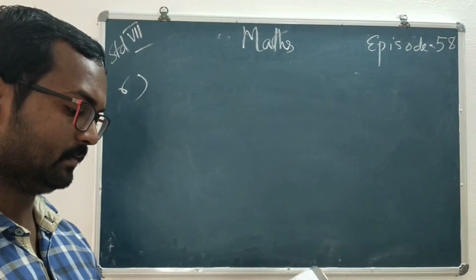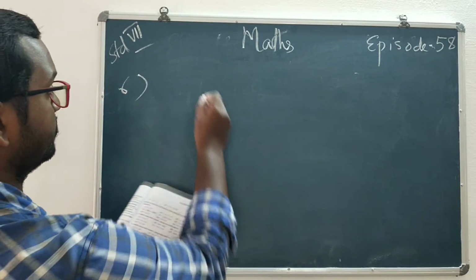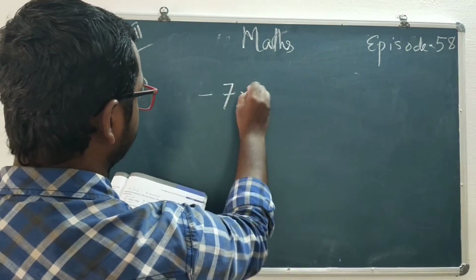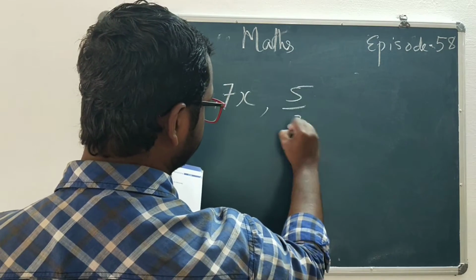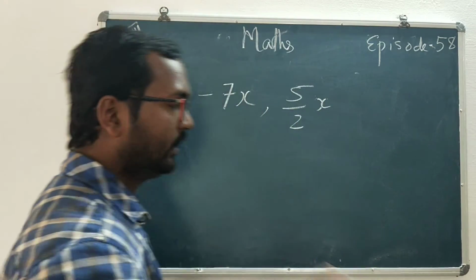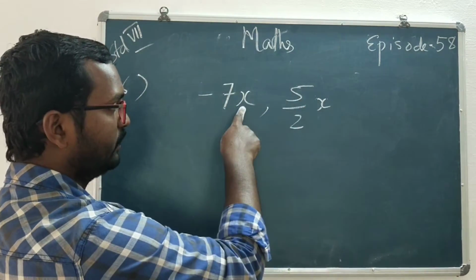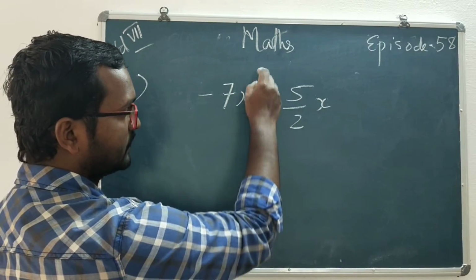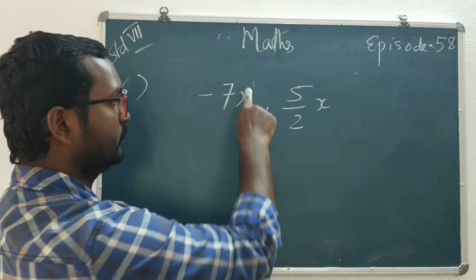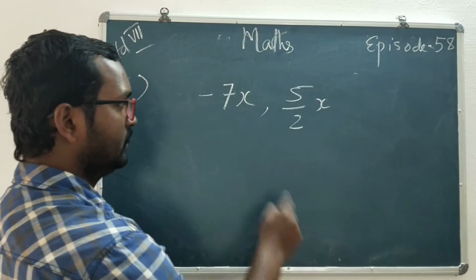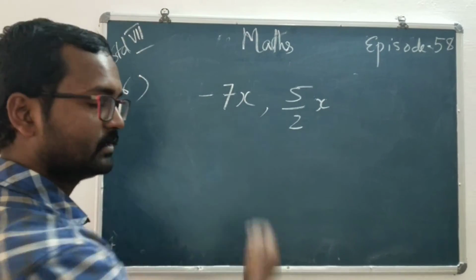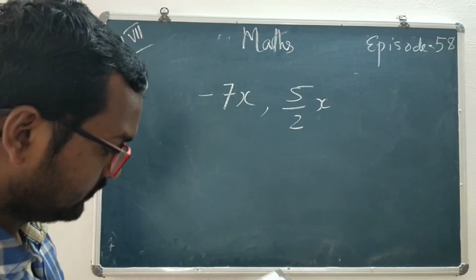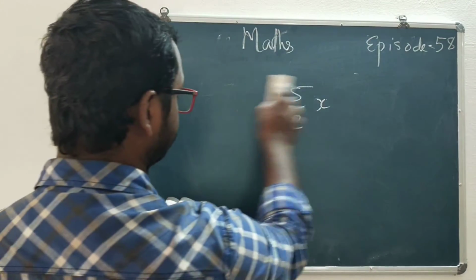Now let us look at the second one, which is minus 7x, comma 5 by 2x. Just look at the variable and its power. Variable is x, variable is x. Power is 1. If nothing is given, it's always 1. So both are like terms. Next, look at the third one.